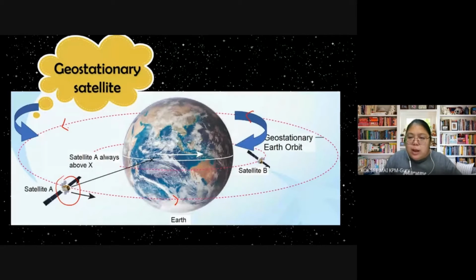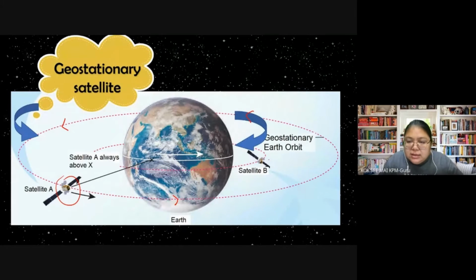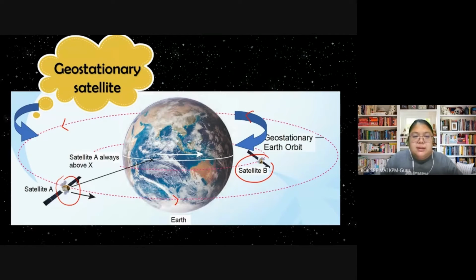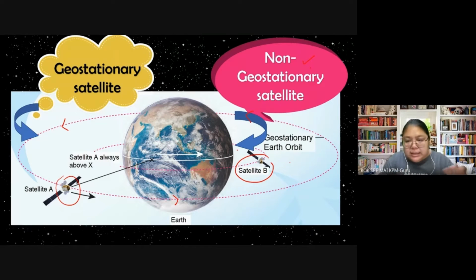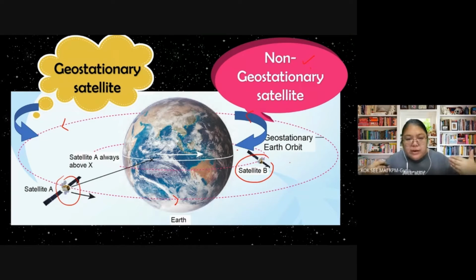Another one goes nearer, satellite B, nearer to the Earth. They call it a non-geostationary satellite. This one is non, they can go in and go out. They are not exactly in the same orbit. Maybe they can go in near the Earth, they can also go further out from the orbit. It also can.